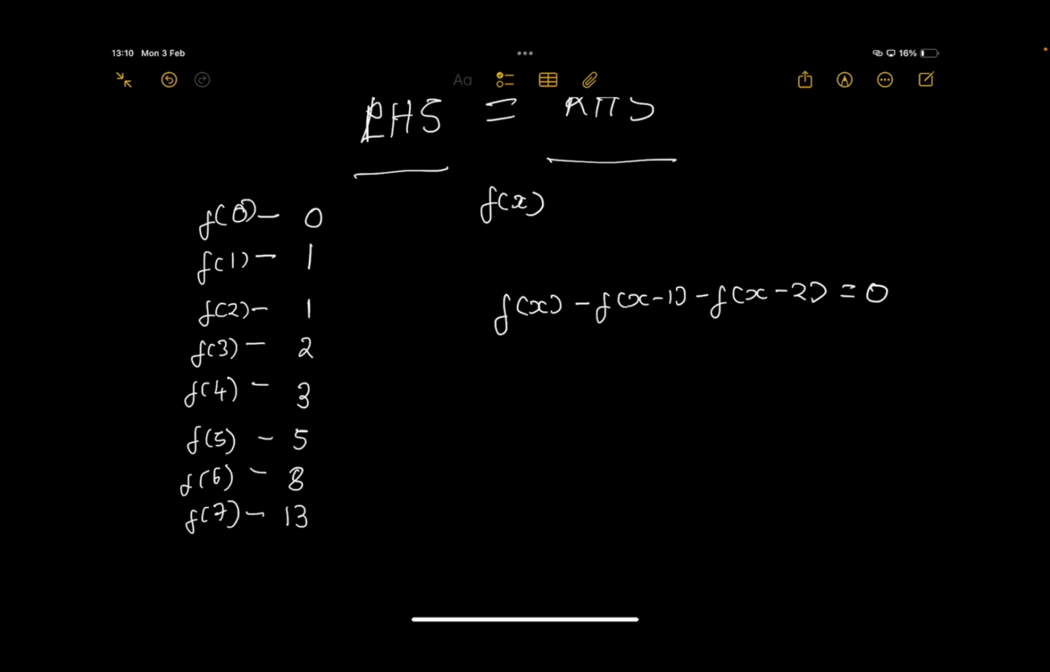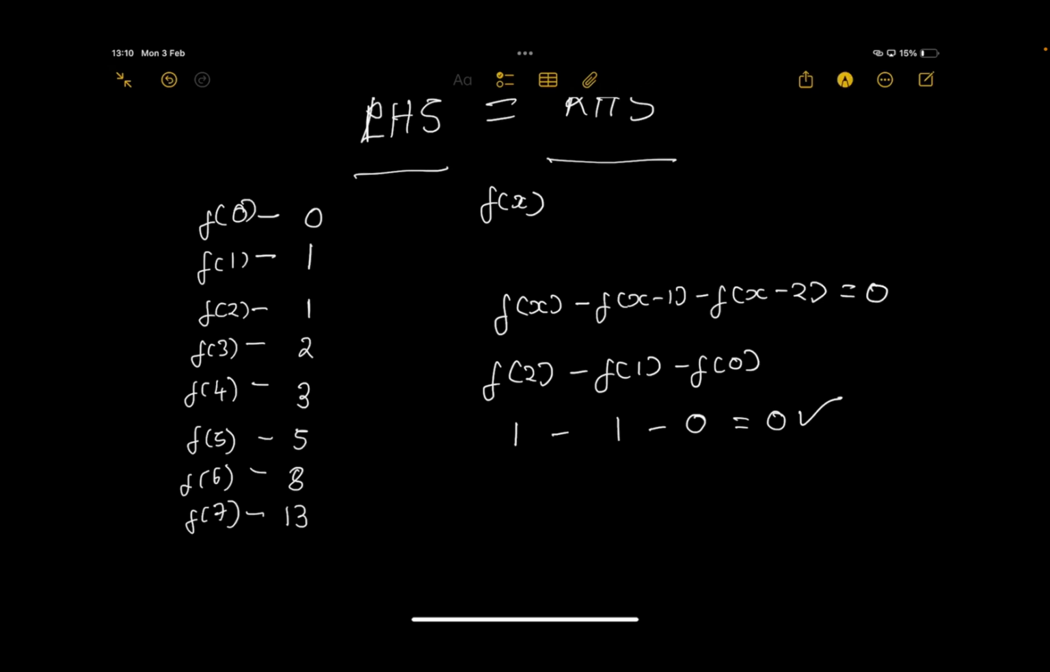So let's test it out. Let's try f of 2. That will be f of 2 minus f of 1 minus f of 0. f of 2 is 1, minus 1, minus 0, which is 0. So it passes.